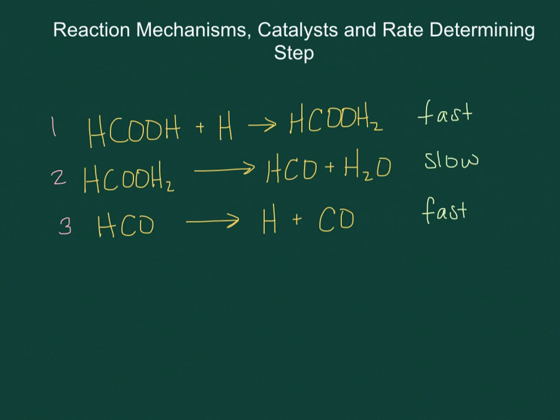So first of all, our rate determining step is going to be our slowest mechanism. So number 2 is going to be our rate determining step. It's like if you run a relay. Your fastest time is only going to be as fast as your slowest runner. Same with reactions. Our reactions are only going to go as fast as their slowest step. So the rate determining step, the one that determines the overall rate of the reaction, is going to be the slowest mechanism. So in this case, our rate determining step is number 2.